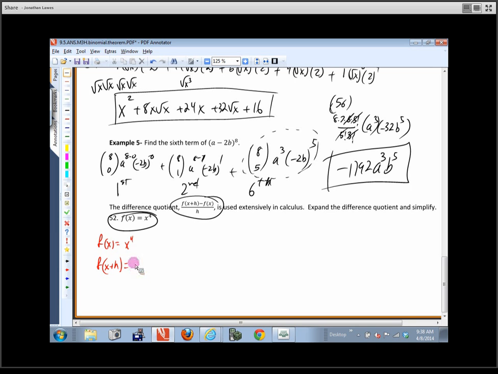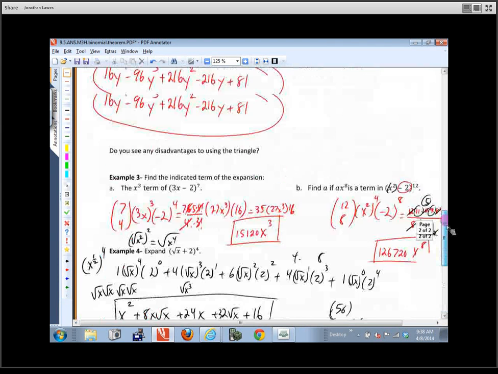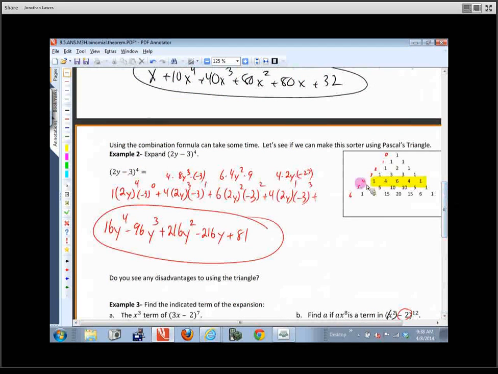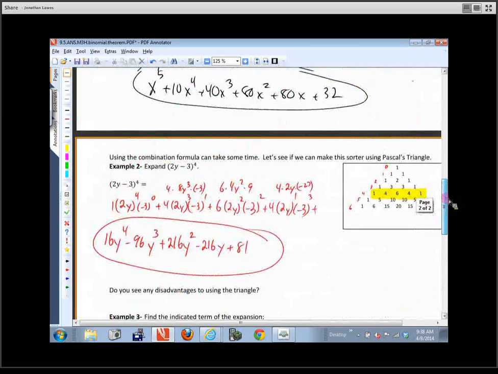That would be x plus h raised to the fourth. Why would this problem be in the section on the binomial theorem? That's a binomial, and we're raising it to the fourth. So we can come back up here. If we're raising things to the fourth power, again, we're looking at this list right here. And here are the numbers that we'd have to write down.